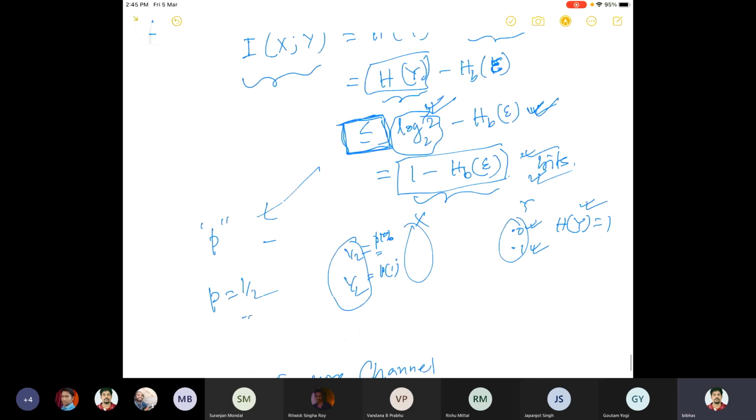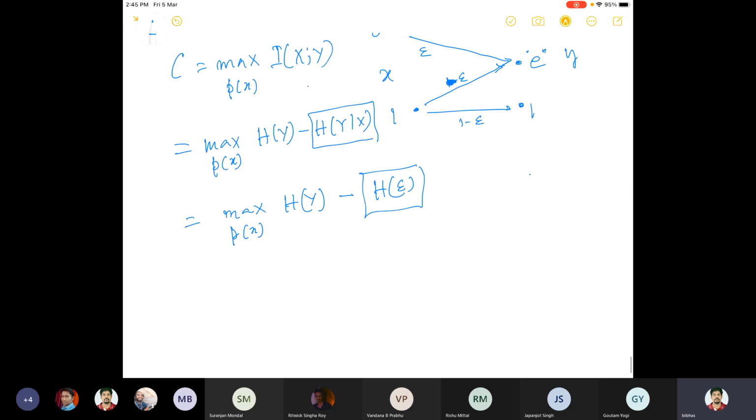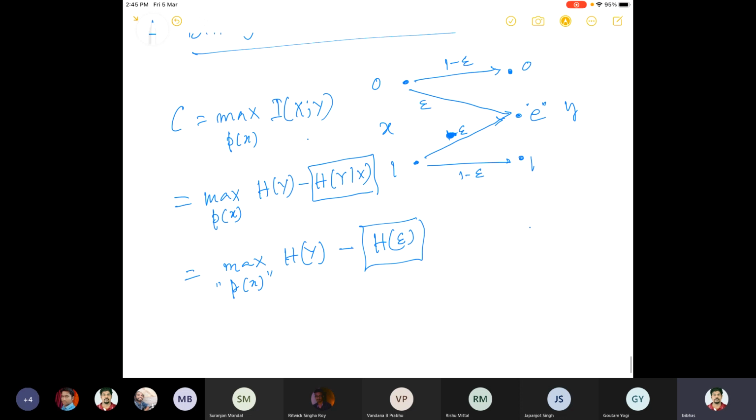Okay, so once you do that, now this is this case. Basically what I have to do here is find this value of P. Instead of Px, I can just write P, because the probability of 0 is P and the probability of 1 will be 1 minus P. So I can simply write P. Then I have to maximize this, and this is constant. This only depends on epsilon, which is given to me. So basically I have to maximize this.